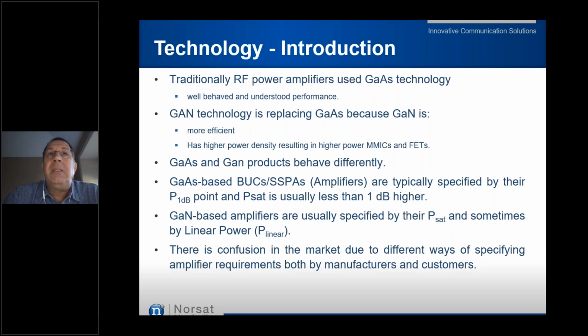Typically, GaAs-based BUC SSPAs are specified at their P1 dB point, and PSAT is usually about 1 dB higher. On the other hand, GaN-based amplifiers are usually specified by their PSAT and sometimes by what we call linear power, which we'll get into in a bit. There is a lot of confusion in the market with the different ways of specifying amplifier requirements and performance. And the manufacturers, we specify them, and it probably adds to some confusion. And then when we get RFQs, RFIs, we see lots of different ways that amplifiers are specified as well.